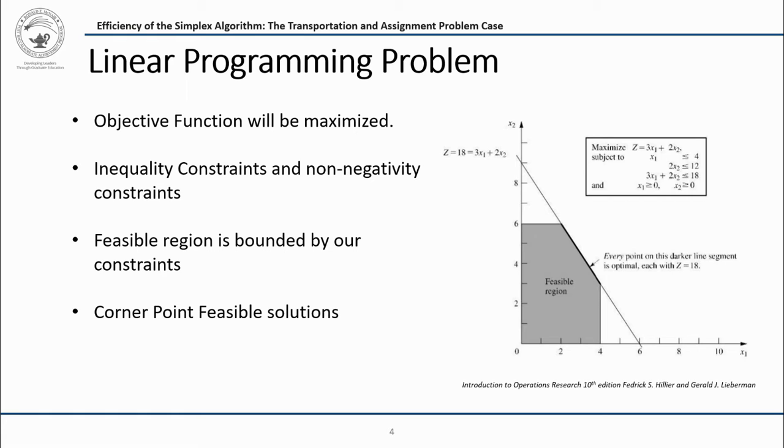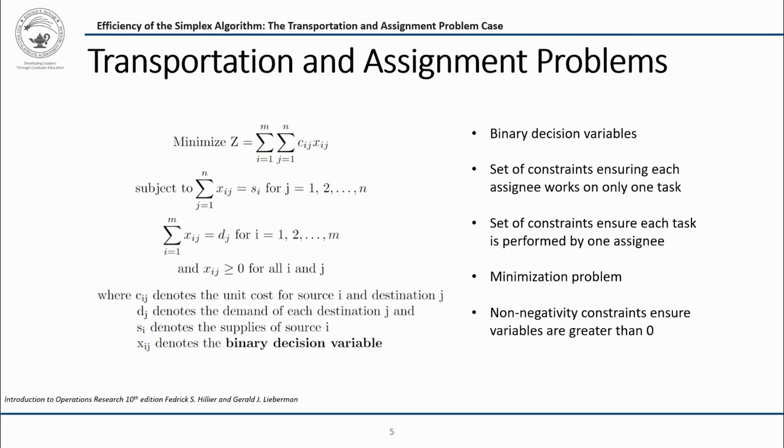Now, in this LP, we see numbers such as 2 and 18 in the inequality constraints. However, transportation and assignment problems, which we will call TPs and APs, have equality constraints with only binary decision variables. And in the case of assignment problems, we have ones on the right hand sides of our equality constraints. So here we have S_i and D_i, and so these constraints make sure that each assignee is assigned to only one task, and one task is only being performed by one assignee.